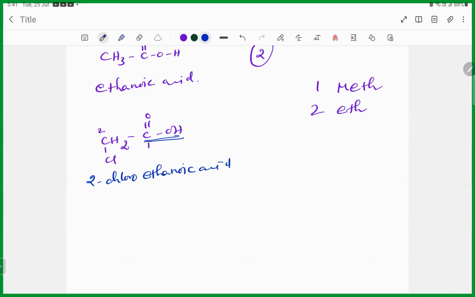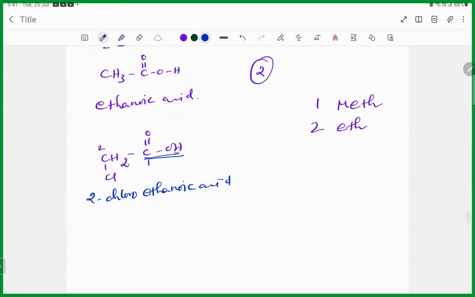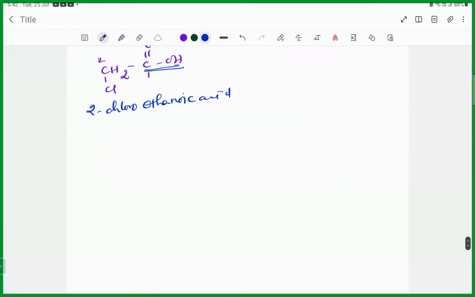Always acid will be 1. So this is how we have to name the organic compound. In case you are having a compound like this, CH3, CHCl, CH2, COOH.